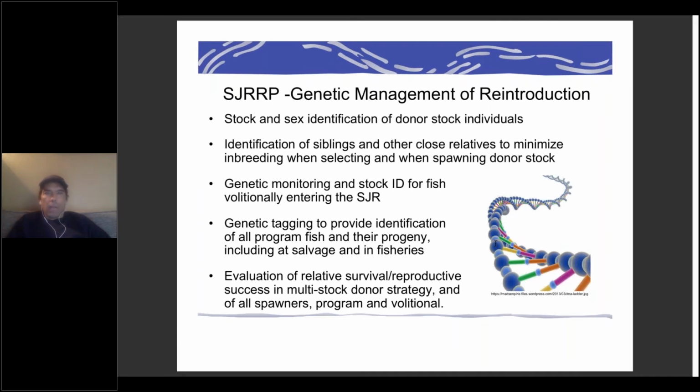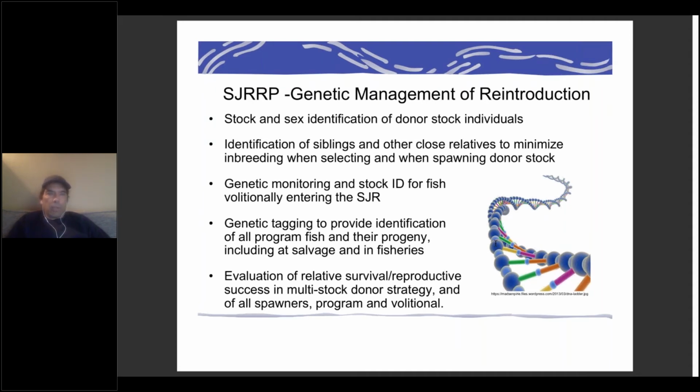But there are a lot of related individuals, even in big stocks like the Feather River Spring Chinook stock, and they raise the risk of inbreeding, and it's not a trivial risk. I'll tell you more about that. And we've also been using the genetic markers and stock ID to identify and characterize all the fish that are volitionally entering the San Joaquin River.